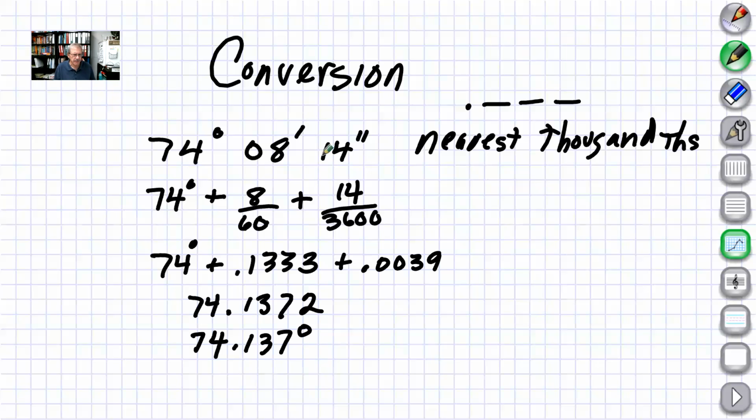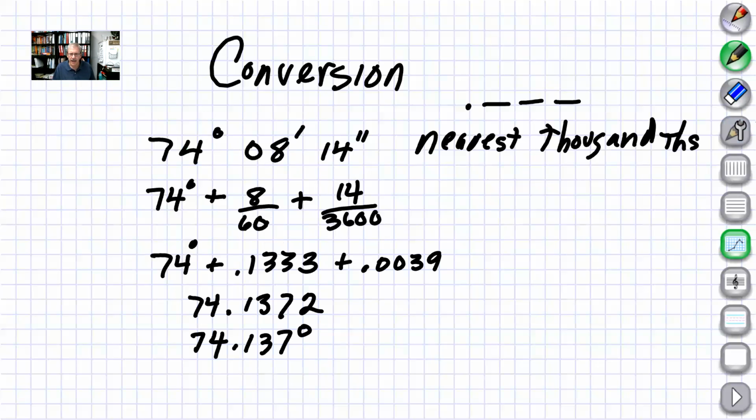If it was just in minutes, we wouldn't have to do this. Maybe it was just 74 degrees, 8 minutes. We just take the 8 divided by 60, get a decimal, 74.133, or 74.13 even, but this is it.